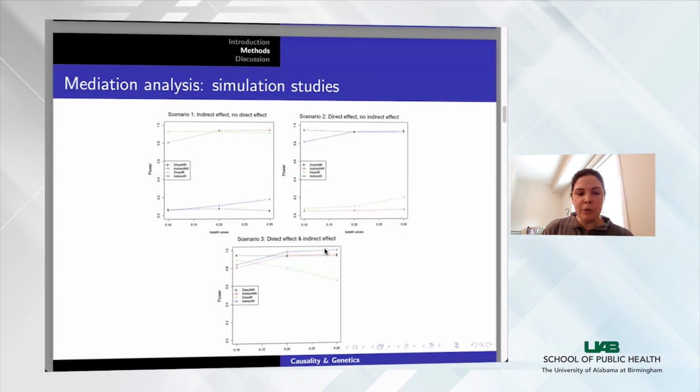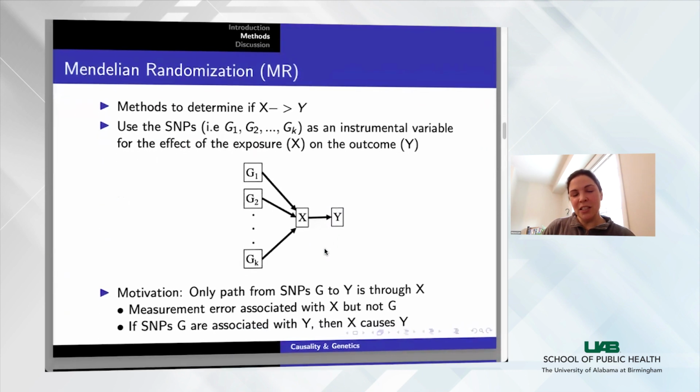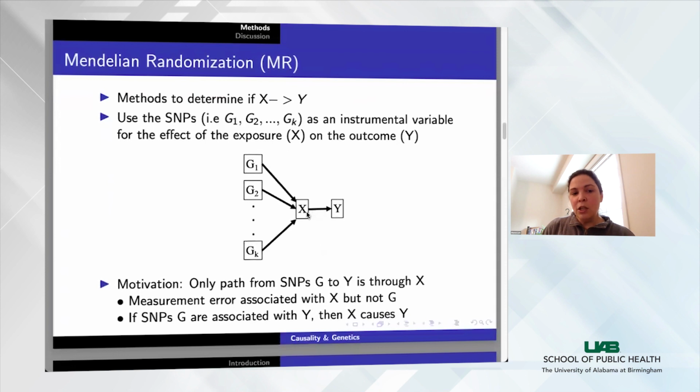So this was some of our work just showing that you have to be careful with the direction of that arrow, which nicely leads into MR, or Mendelian randomization, which is very focused on that arrow between alcohol use and depression, or in this case, our mediator and our outcome.